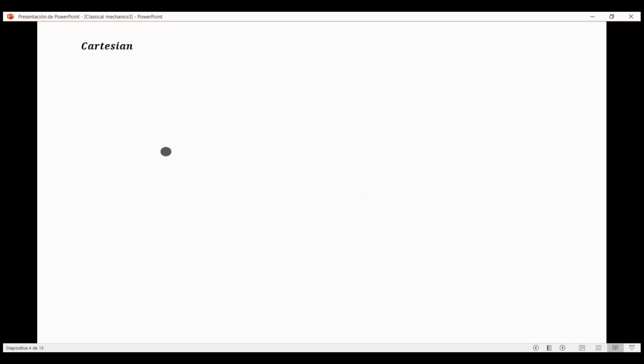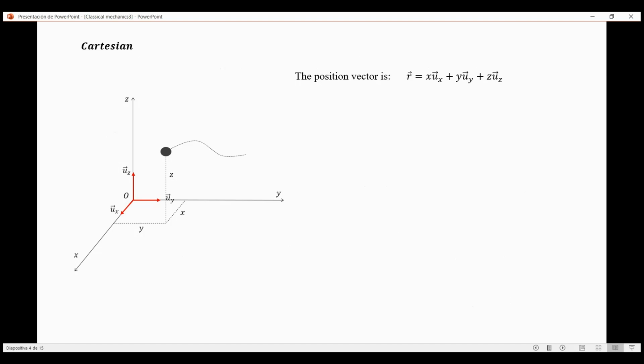So let's get started. We've got a single particle along a trajectory, and we are going to describe it in the Cartesian system. We've got z, y, x, and we've got the unitary vectors in the direction where x increases, ux, where y increases, uy, and where z increases, uz. So the position vector is simply x ux plus y uy plus z uz.